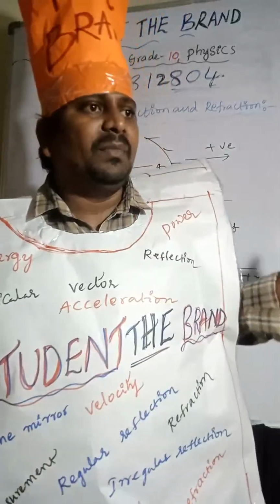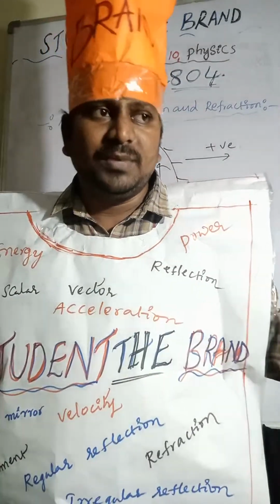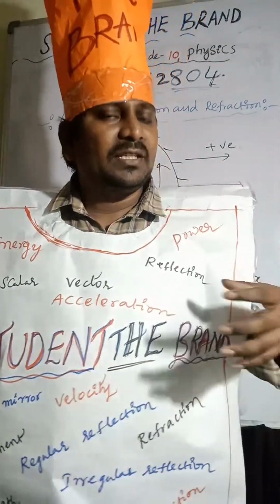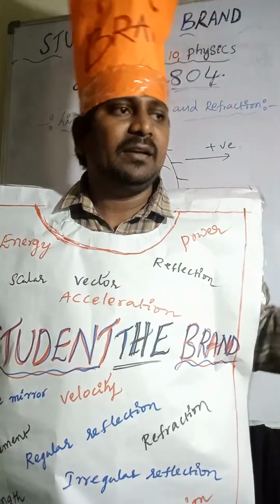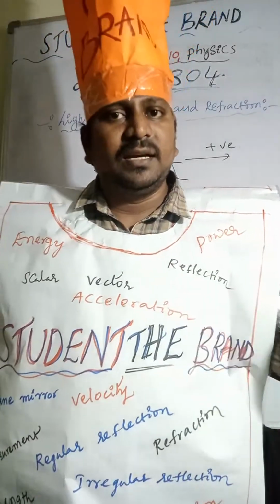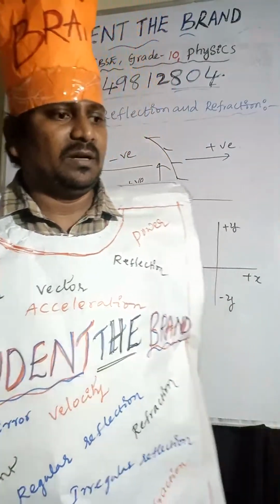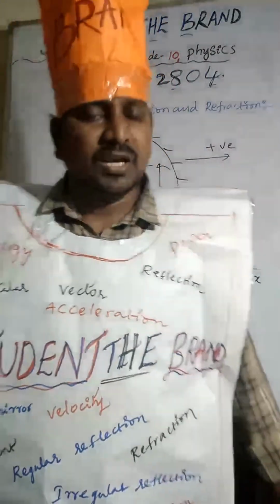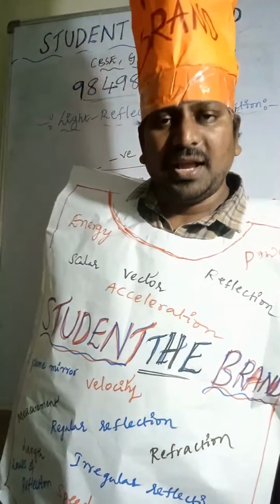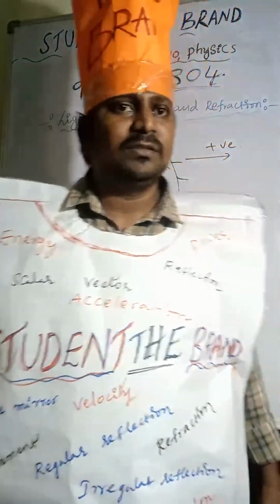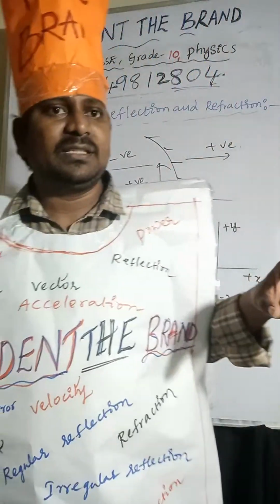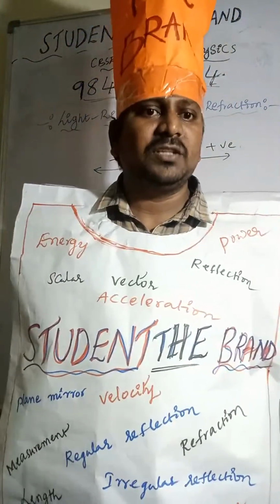And coming to the mirror formula, 1 by f equals 1 by v plus 1 by u. And magnification is height of the image by height of the object, that is nothing but minus v by u. So this is about the light reflection chapter. Light refraction also there, so we'll discuss the refraction topic also.